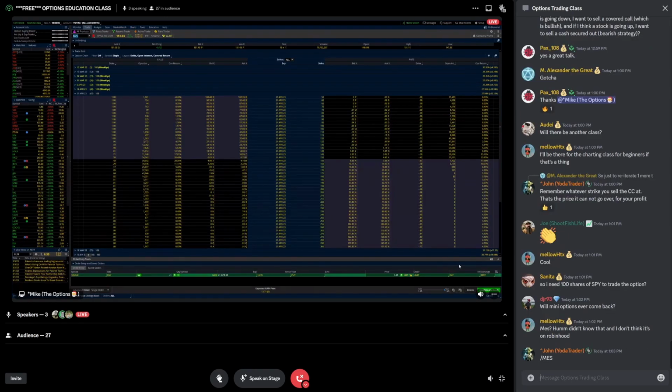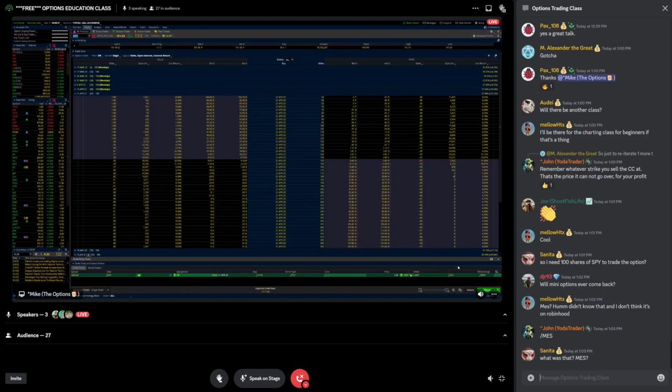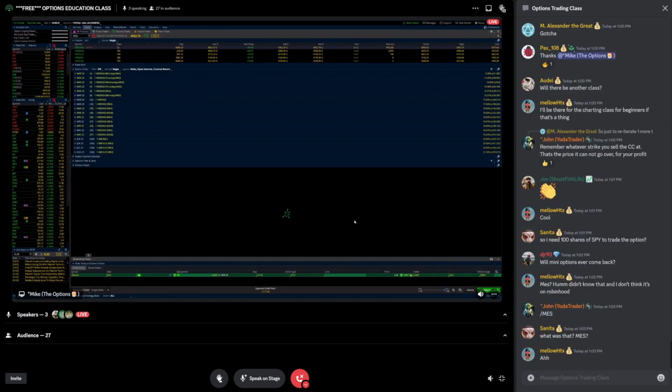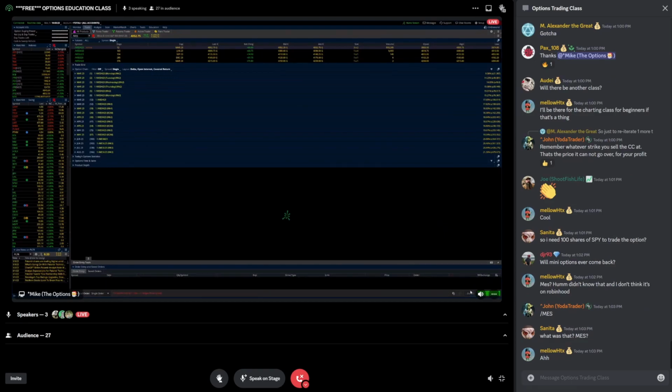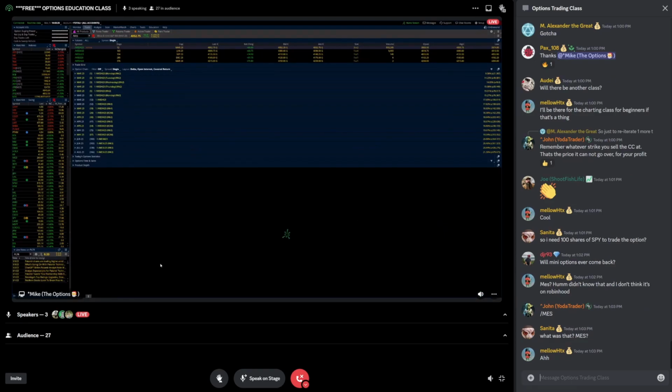No, you cannot trade futures on Robinhood. Yes, it's /MES. That is the micro ES futures options, and it has the notional value of 50 shares of SPY. So that's the smallest product you can trade on the S&P 500.